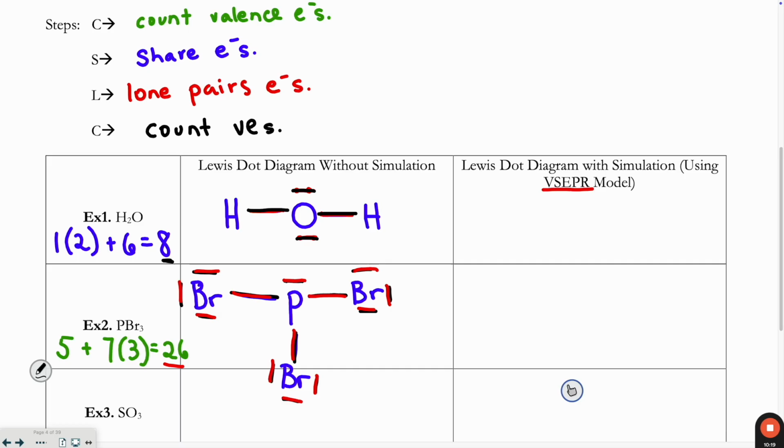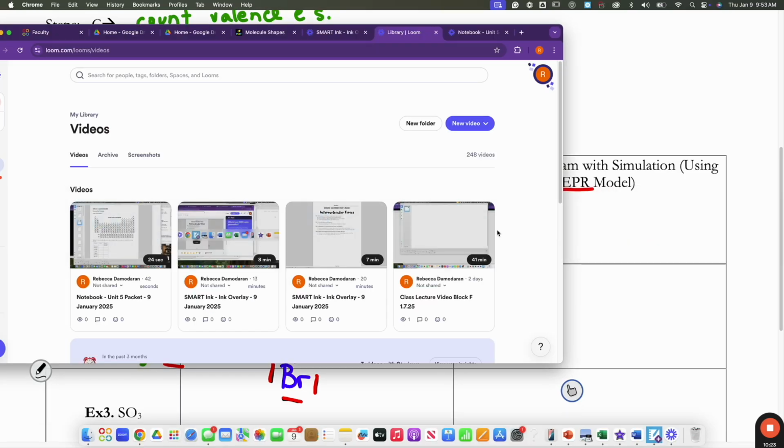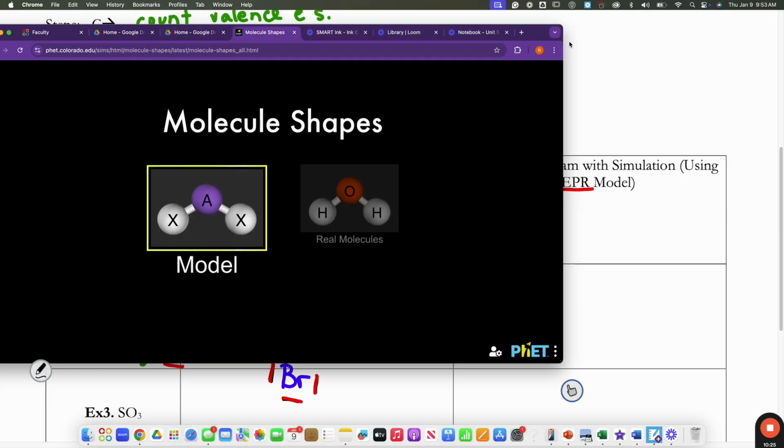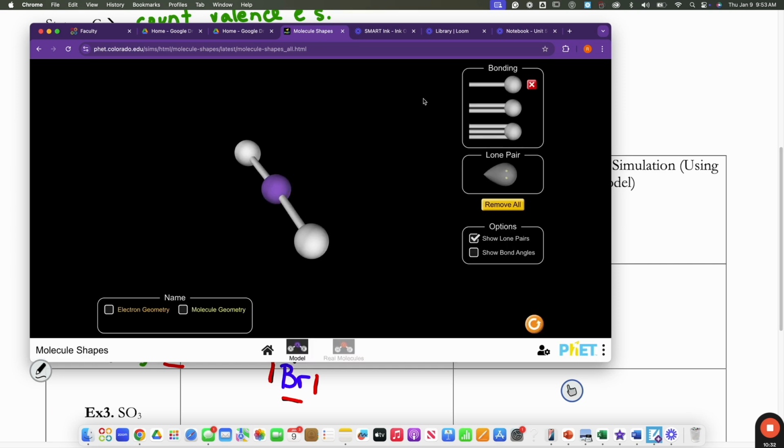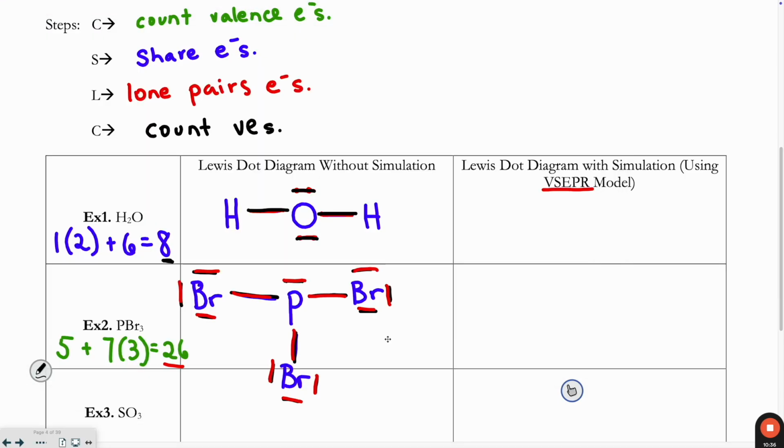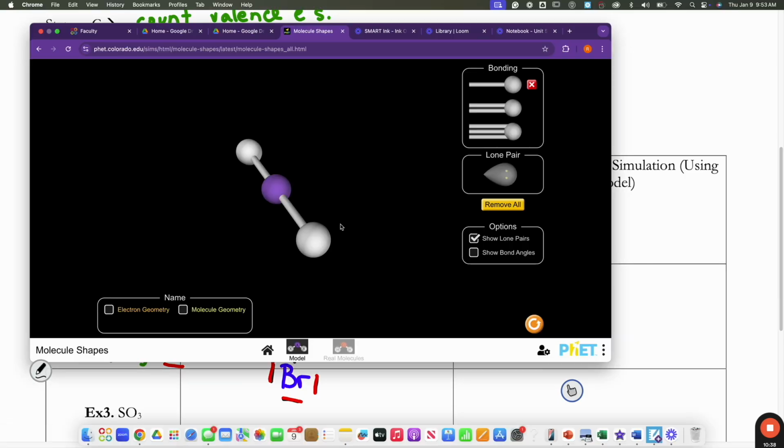And so you are not expected to be able to determine this completely on your own immediately. You will have this simulation. So this will be linked in the weekly schedule. You're going to click on model, and I'm going to create these models. So the first one I had was water. So water has 2 bonded atoms and 2 lone pairs.